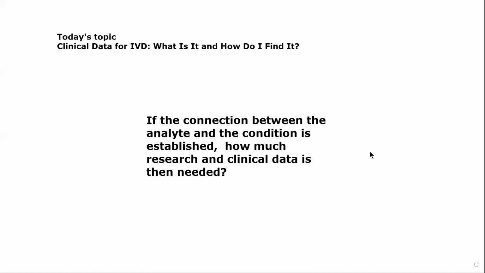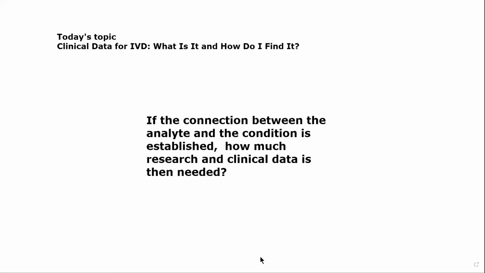Here's our next question. If the connection between the analyte and the condition is established, how much research and clinical data is then needed? Well, actually, this comes down to sort of the purpose of that connection between the analyte and the condition. That is part of your SVR. So that's going to be sort of that initial justification that that analyte can, in fact, detect and validate that condition. So you're going to use clinical data regarding the ability of that analyte compared to other methods for doing that test. That's part of your state-of-the-art section within the SVR.